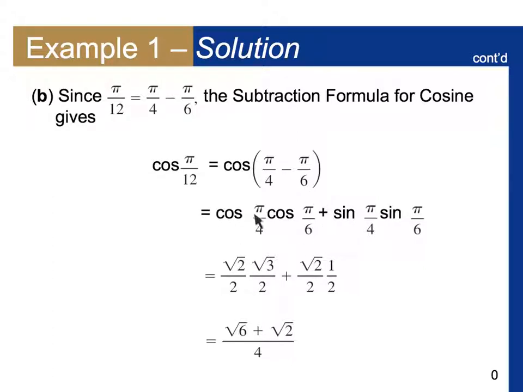So cosine of pi over 4 is square root of 2 over 2. Cosine of pi over 6 is square root of 3 over 2. Sine of pi over 4 is square root of 2 over 2, and sine of pi over 6 is 1/2. So again, just doing what we did before, simplify. This is going to be square root of 6 over 4. This is square root of 2 over 4. So our answer is just square root of 6 plus square root of 2 over 4. Again, just leaving it in simplified radical form, and don't worry about evaluating the square roots. But if you have a square root that you can simplify, do that.